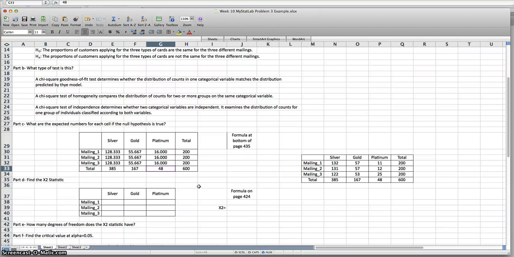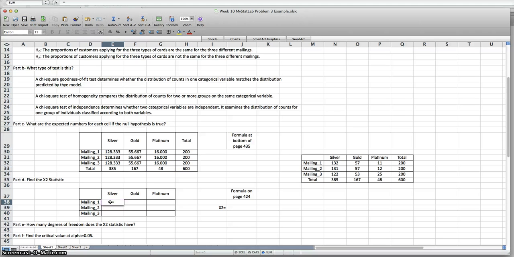All right, for that you can look at the formula on page 424 in your textbook, where we're going to take the sum of all of these cells, where we're going to take the observed minus the expected squared divided by the expected. We should be able to do this one time and copy and paste. And I put our table down here so we can have a look at it. So let's start with silver and we'll try it and see what happens here.